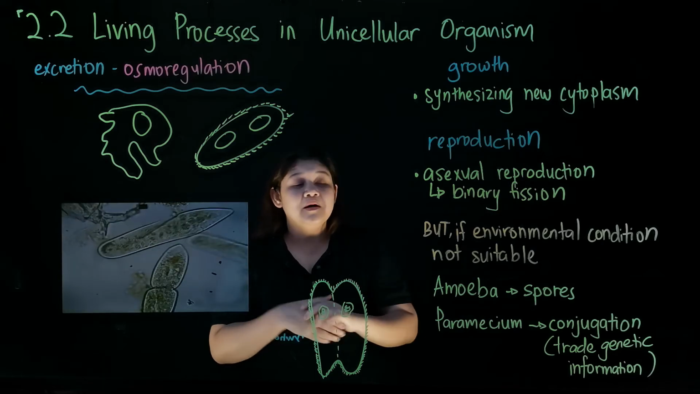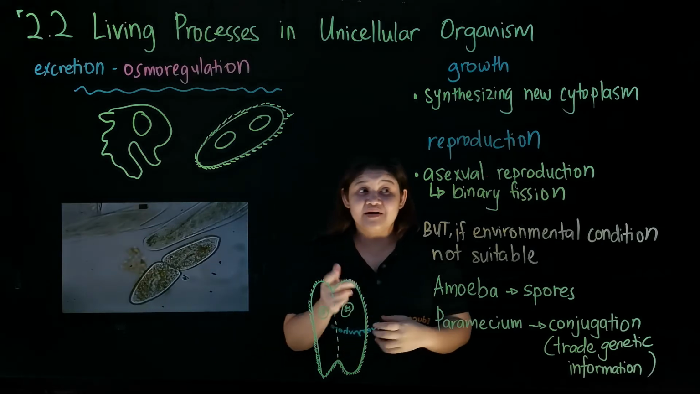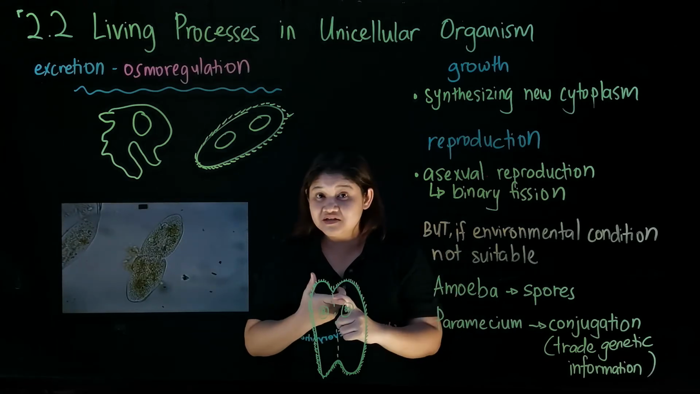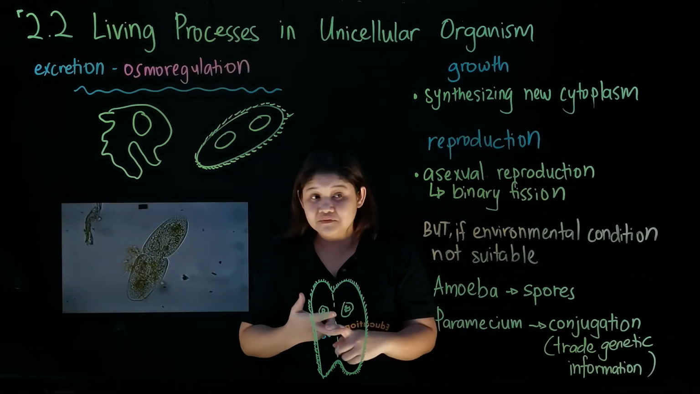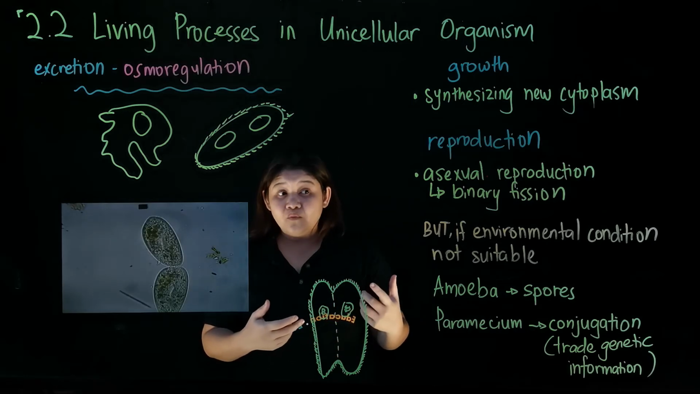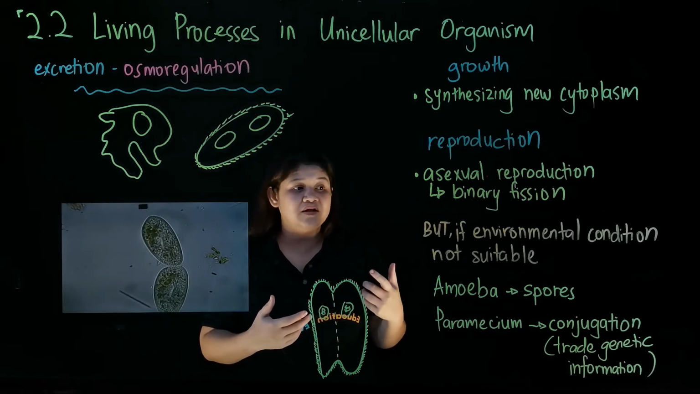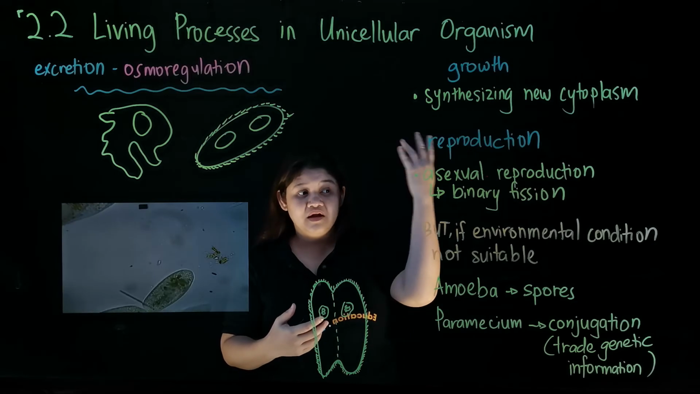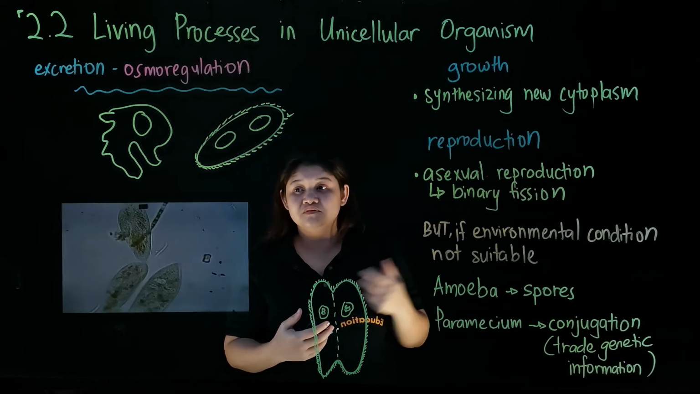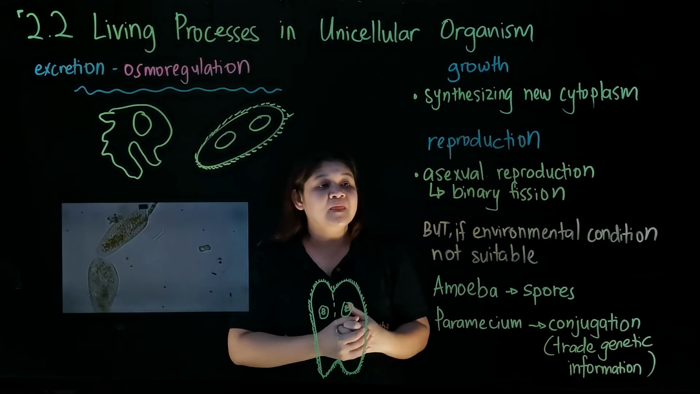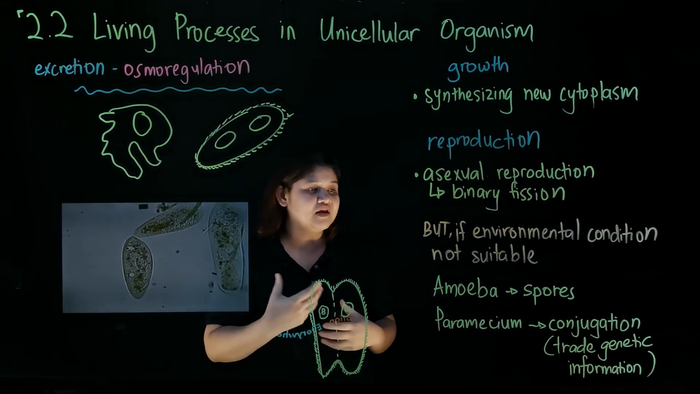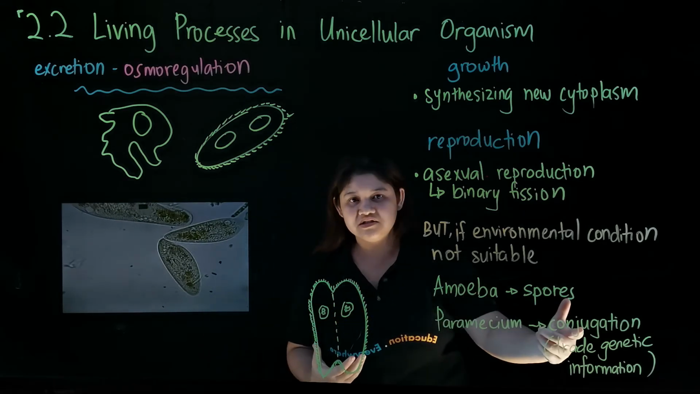But if the environmental condition is not suitable, in the sense that there's not enough water or not enough food, amoeba will excrete spores into the air, and the spores will grow into another amoeba. And paramecium do it in a process we call conjugation.